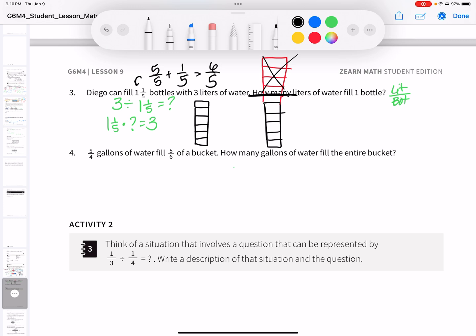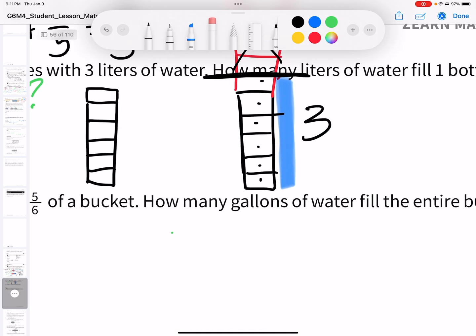Okay, now, Diego can fill 1 1/5 bottles with 3 liters of water. So all of this is 3 liters of water. So that means that 3 needs to be divided evenly between these pieces. Well, how many pieces do we have? We have 1, 2, 3, 4, 5, 6. So 3 divided by 6, that means each piece is worth half of a liter. Okay? So half of a liter.